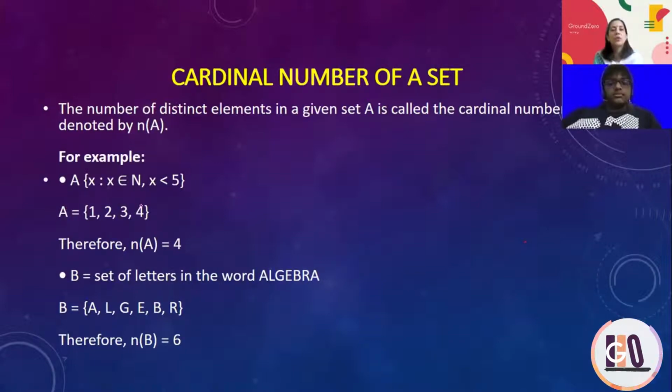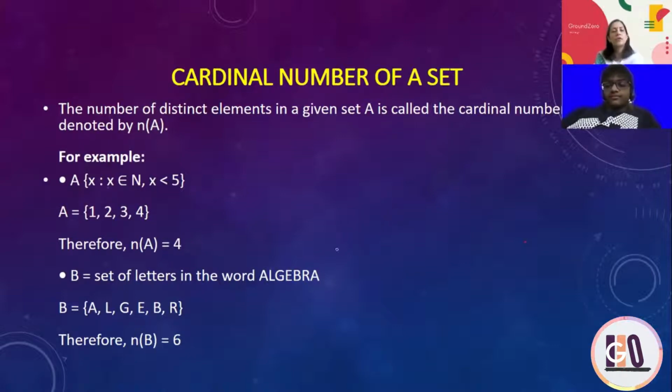If I ask you, A is this set. Now, what is the cardinal number of this set A? You have to count the number of elements: 1, 2, 3, 4. So the number of elements in the set is the cardinal number. Yes. And how do you denote it? It is denoted by n of A. Okay, n of A is equal to 4.